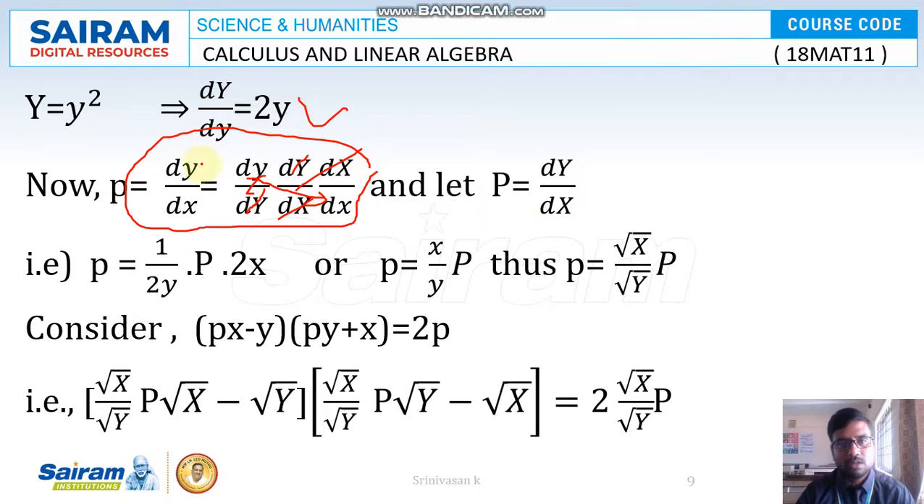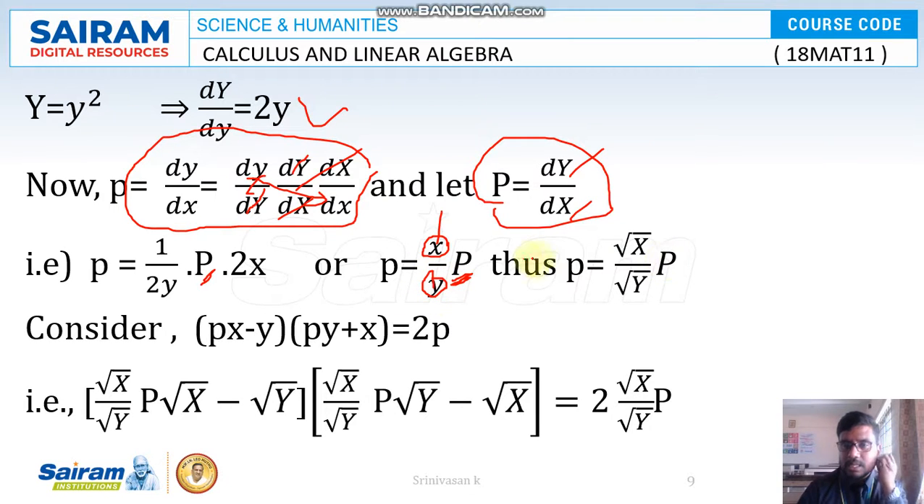So small p equal to dy by dx. This is the capital P equal to dY by dX. Everything is capital. Then p equal to, substituting all values, 1 divided by 2y into capital P into 2x. Then p equal to x by y into capital P. This is capital and this one is small. So we have to make this one capital by the condition. So clearly x equal to root capital X, y equal to root capital Y. So p equal to root capital X divided by root capital Y into capital P.